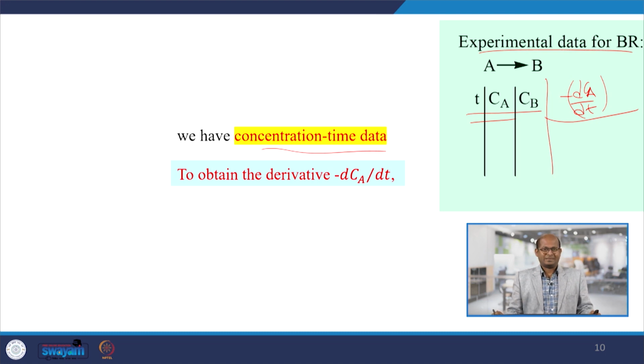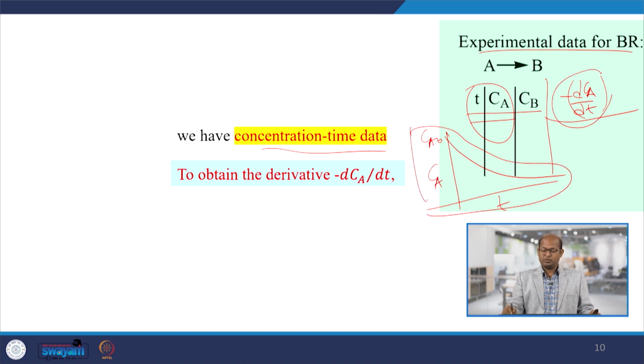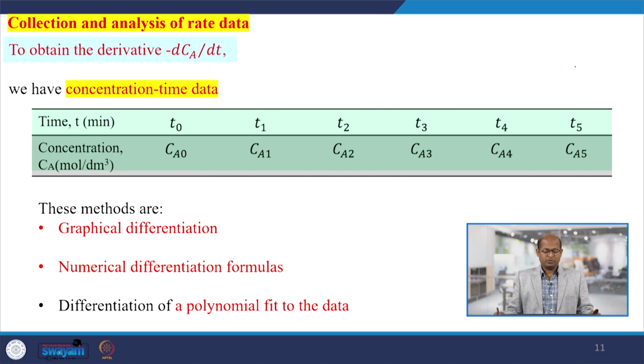So, what are the various techniques? We only have concentration against time data. Usually C naught would vary for component A, so this data or graph we have. From here, how can we find minus dCA by dt? There are many techniques. This data we can get experimentally from a constant volume batch reactor, with corresponding concentrations at different times.